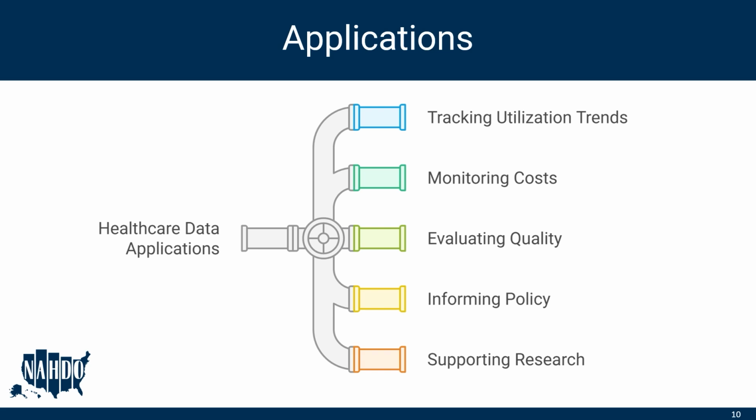Evaluating quality. Assessing hospital performance on quality measures, such as readmission rates, mortality rates, and patient safety indicators, to identify areas for improvement can inspire hospital-driven process improvements and empower consumers to make informed healthcare choices. Informing policy. Providing data-driven insights to decision-makers can inform effective healthcare policies, regulations, and payment models. For example, data on hospital readmissions can inform policies aimed at reducing avoidable hospitalizations.